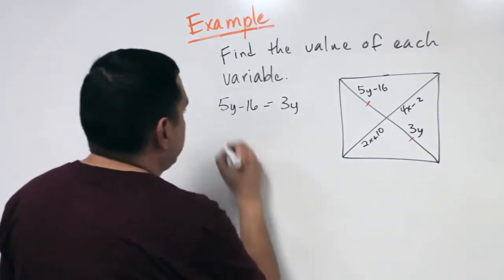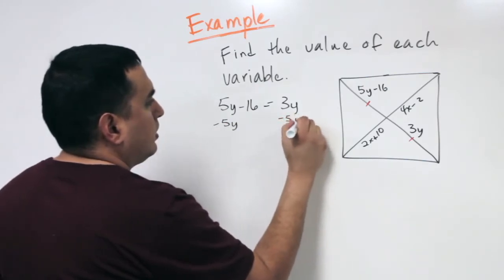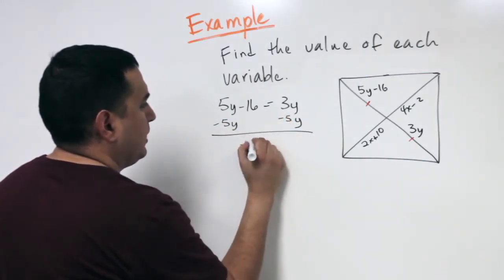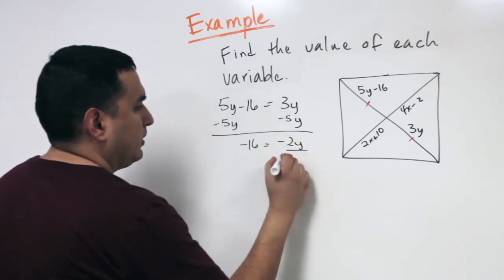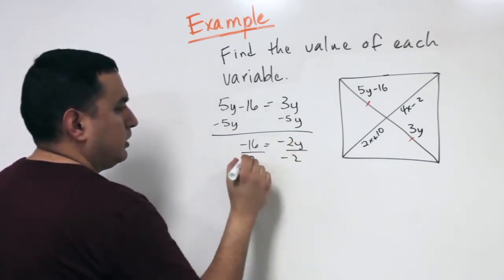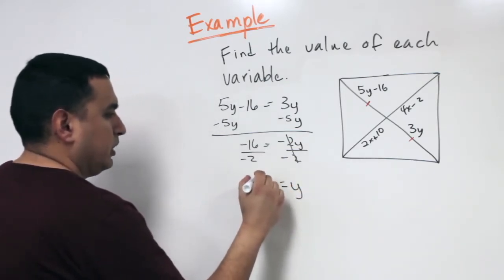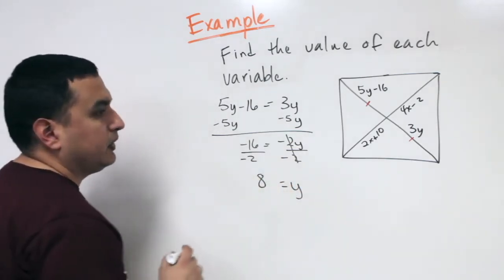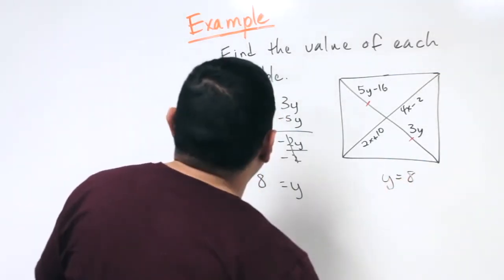Okay. Then I'm going to subtract the 5y. So that tells me negative 16 is equal to a negative 2y. I divide by negative 2, I get that y is going to be equal to 8. Okay, so that's the first answer. y is equal to 8.